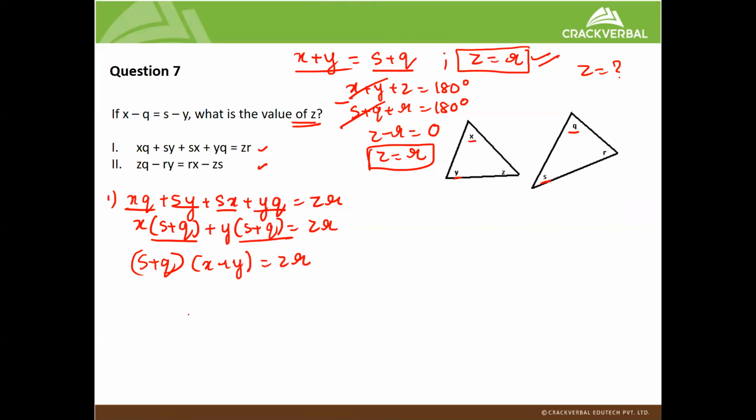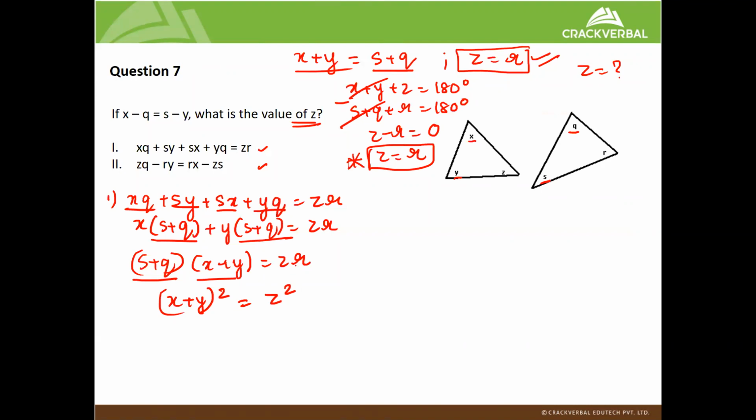I'm breaking the statement down. I have x plus y is equal to s plus q given to me in the question stem. So I can replace this as x plus y whole square. I have z is equal to r given to me in the question stem. So I can replace r by z and I'm going to get z square.